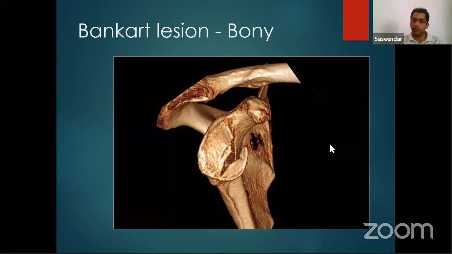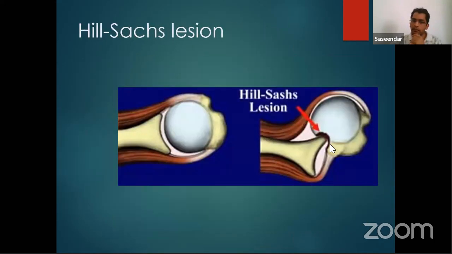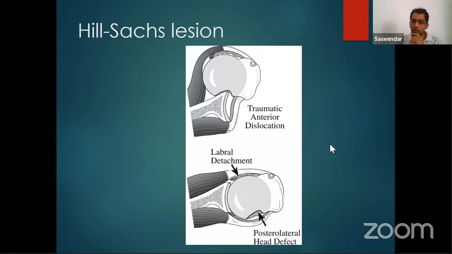And in axillary nerve palsy, you can have Bayman patch sign. Again, this is an illustration of the Hill-Sachs lesion. The humeral head dislocates anteriorly. The capsule is torn here. The labrum, which stays here, is also torn, and it moves medially here.